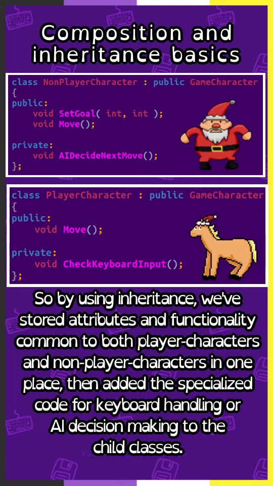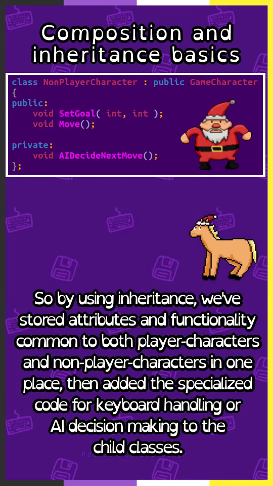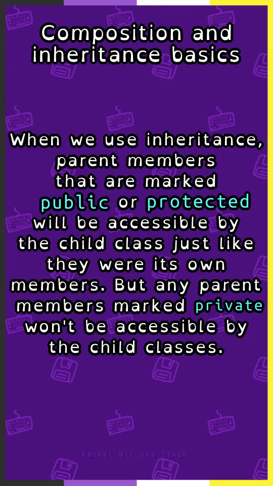So by using inheritance, we've stored attributes and functionality common to both player characters and non-player characters in one place, then added the specialized code for keyboard handling or AI decision-making to the child classes. When we use inheritance, parent members that are marked public or protected will be accessible by the child class, just like they were its own members. But any parent members marked private won't be accessible by the child classes.